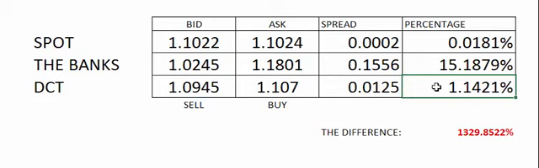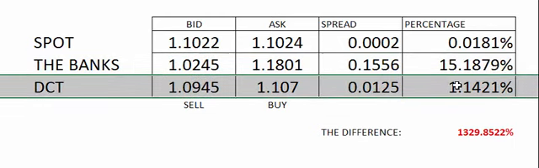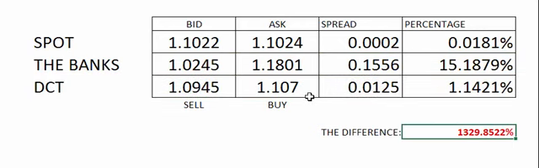And even using our conservative number, you can see here the difference between the banks and discount currency transfers is more than 15 times. That's a difference of 1,329%. That means the banks are profiting from your transaction 1,329% times greater than with discount currency transfers. And for this reason, we don't charge any fees in any transactions. The fees are all built into the spread. And that's another thing that the banks don't mention to you.